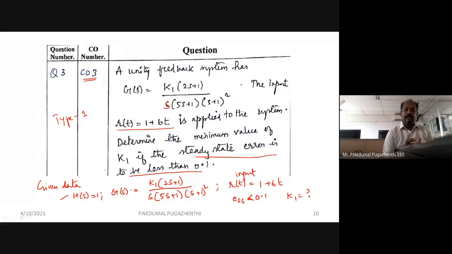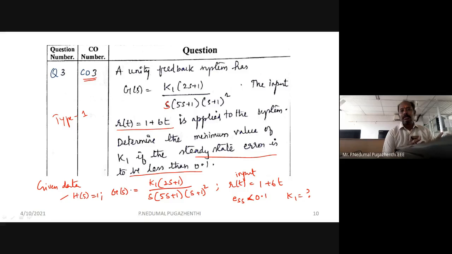Then we will see the methodology, how to solve the problem, later. First, understand the problem provided. I will repeat it again. You are provided with a system. They have given the transfer function of the system, and the input supplied to the system. They have also provided that the steady state error should be less than 0.1. They are asking what should be the minimum value chosen for the gain K1 in your transfer function, in such a way that your steady state error will be less than 0.1 for the provided input to the system.